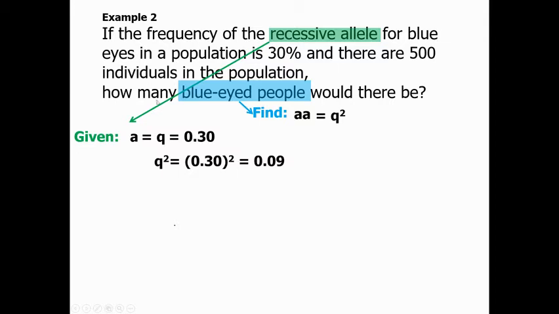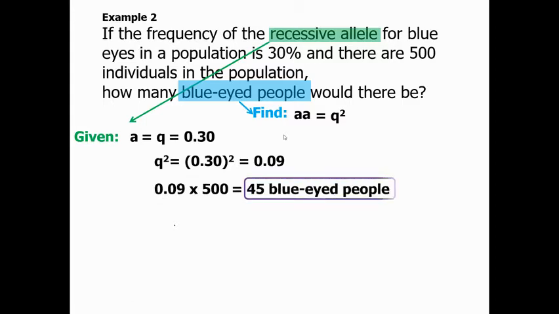Because they asked how many blue-eyed people there would be, we need to multiply our frequency by the total number in the population, which is 500. So our final answer is 45 blue-eyed people.